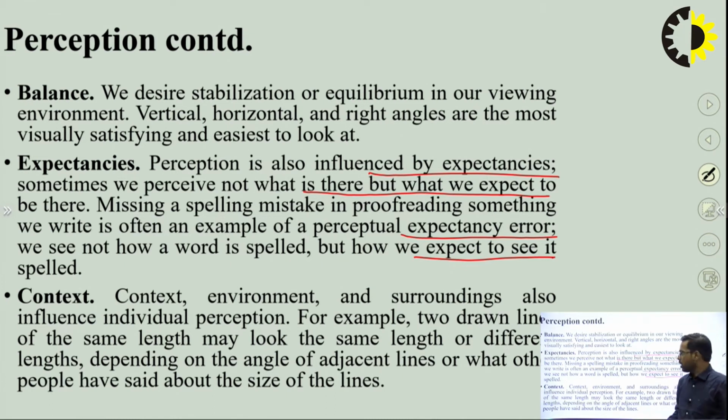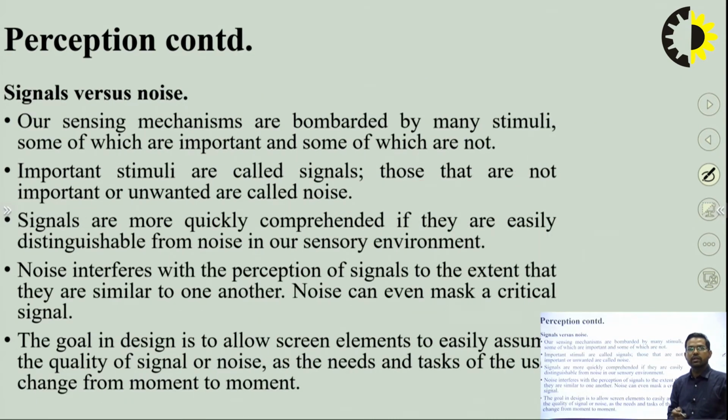Context: environment and surroundings also influence individual perception. For example, two drawn lines of the same length may look the same or different in length depending on the angle of the adjacent line or what people have said about the size of the line. So these are the context effects, which depend on individual characteristics. Signal versus noise.